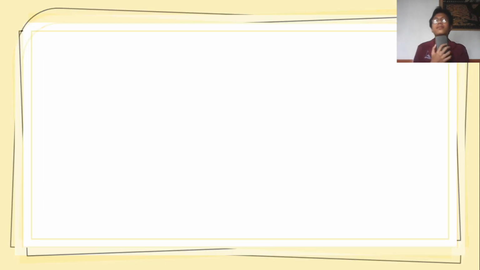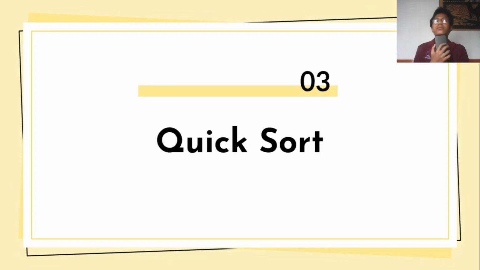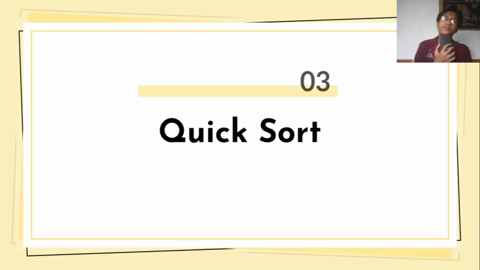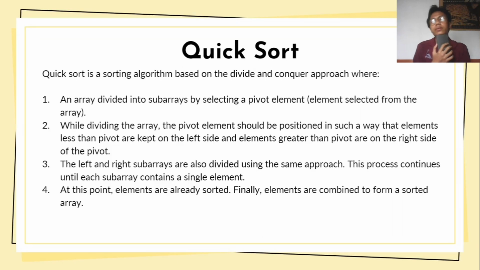Okay. Next, the third, quick sort. Quicksort is a sorting algorithm based on the divide and conquer approach where, first, an array is divided into subarrays by selecting a pivot element from the array.